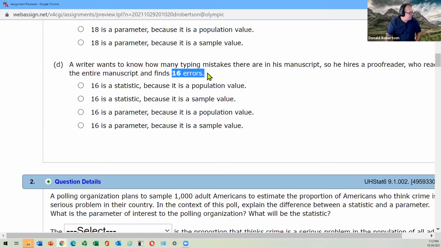Is it a parameter because it's a population value, or is it a parameter because it's a sample value? Population value. Right. Anytime it's a parameter, isn't it going to be the population value? And every time it's a statistic, it's going to be the sample value. So once you've done two of them, you'll never make a mistake, right? You'll always go: parameter is population, statistic comes from a sample.